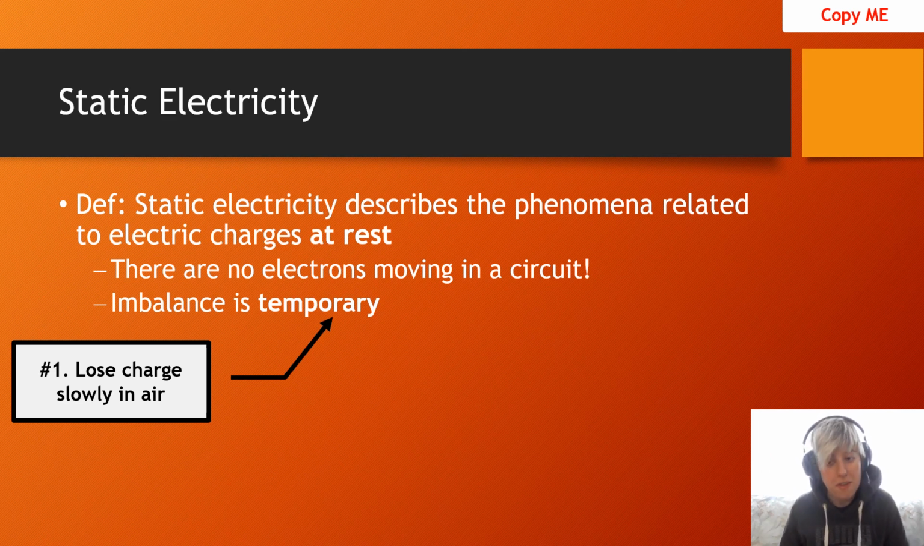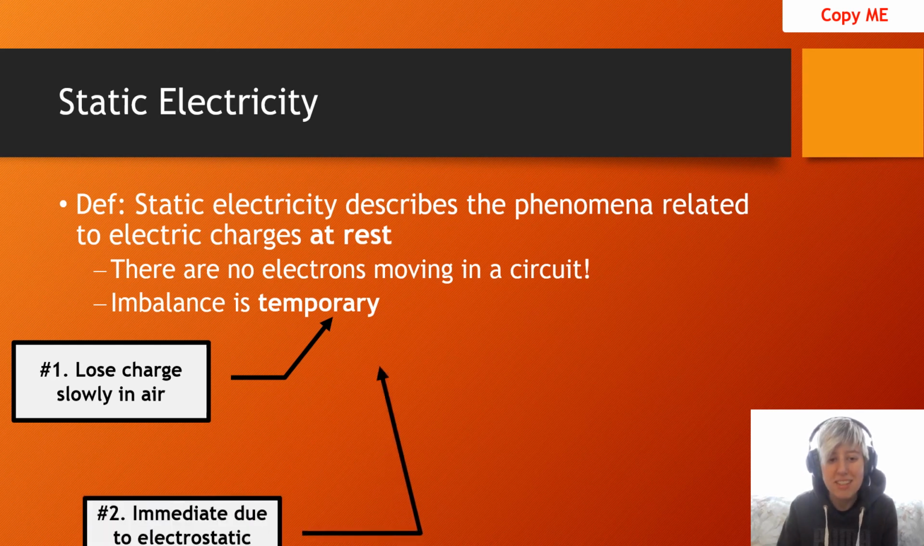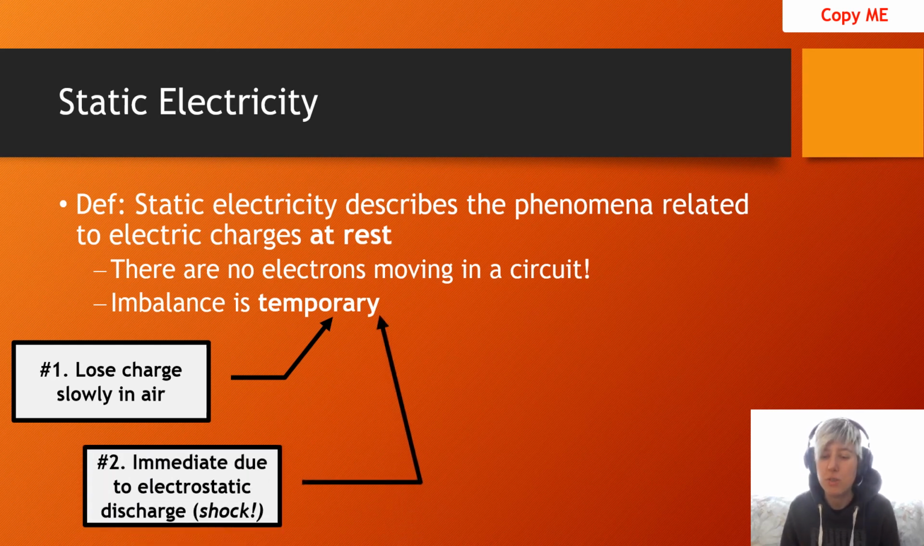Now, the more fun and entertaining way that you lose this imbalance is through electrostatic discharge. So when you shock somebody. And the classic example, and you've probably all done this: wool socks, carpet, rub, rub, rub, and then you touch someone and they get that zap. So this is basically the two ways that you can lose that static charge.